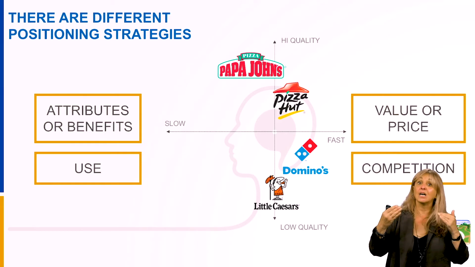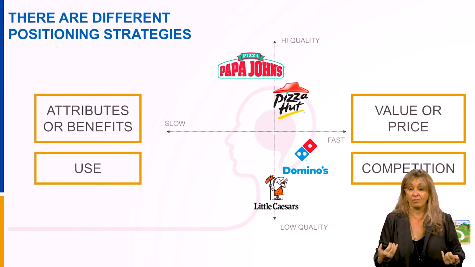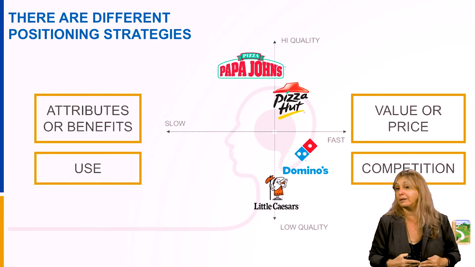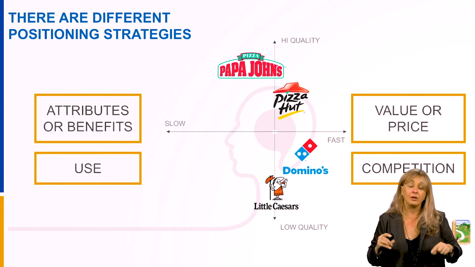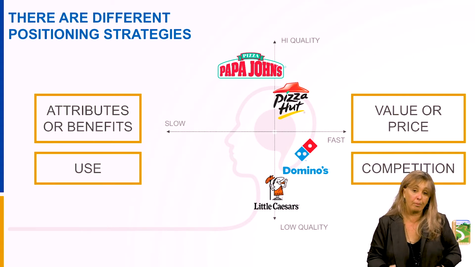So that's how the customer, when you do a research, that's what the customer is telling you. So Domino's is very fast but low quality. Pizza Hut is probably in the best position there, against those dimensions. So that's what you will be asked to do for your brand strategy plan.